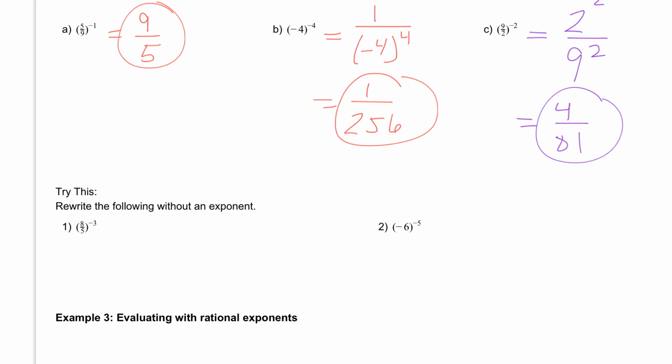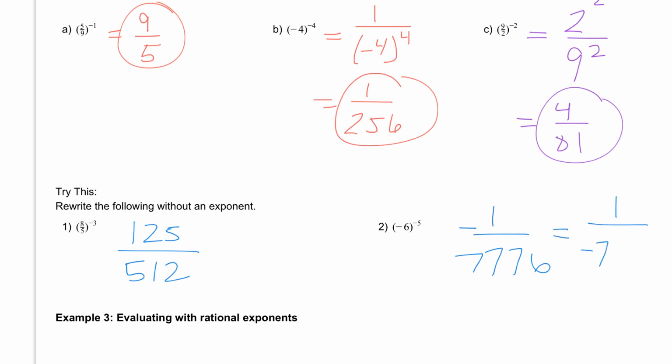If you did number 1 correctly, you should have gotten 125 over 512. And if you did number 2 correctly, you should have gotten negative 1 over 7,776. If you have the negative in the bottom, that's okay too. So if you had 1 over negative 7,776, same thing, either one's correct. If you didn't get these, let me know if you have any questions.